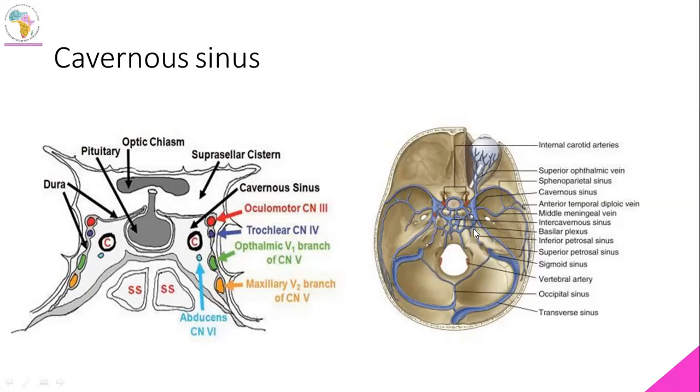And we have another outflow of the cavernous sinus. We call it the inferior petrosal sinus. It runs downward towards the internal jugular vein and joins the sigmoid sinus out of the jugular foramen. The sigmoid sinus, after exiting the jugular foramen, we call the internal jugular vein, and the first venous drainage to the internal jugular vein will be the inferior petrosal sinus.